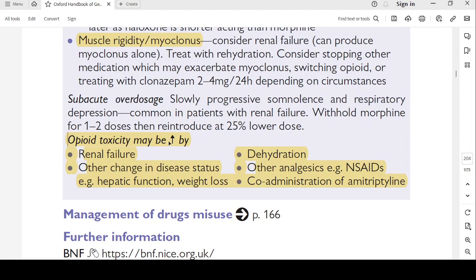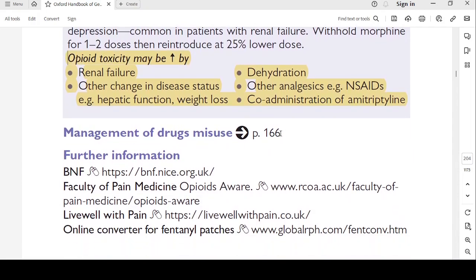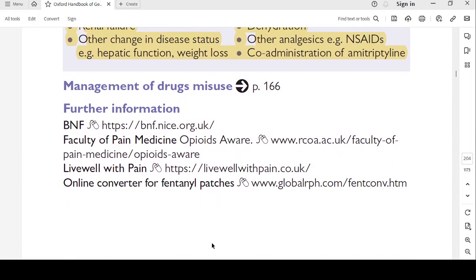Opioid toxicity may be increased by renal failure, other changes in disease status like hepatic function, weight loss, dehydration, other analgesics like NSAIDs, co-administration of amitriptyline. So when you are administering amitriptyline, then there can be a risk of opioid toxicity. Management of drug misuse, page 166, we have already read about it.